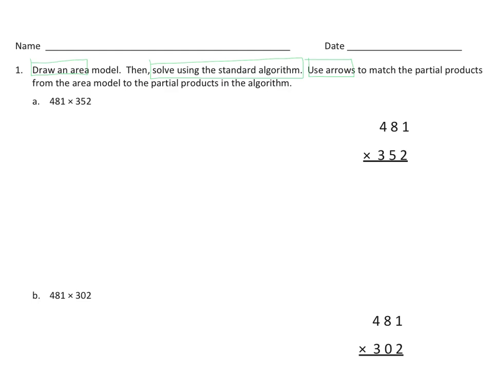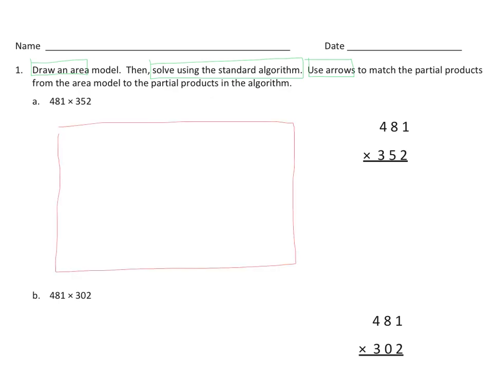A couple things to notice: when we do the standard algorithm, we can determine how many partial products we're going to have by looking at the bottom number. The bottom number has 3 digits, a 3, a 5, and a 2. They're all in different place values, so if there are 3 digits, there are going to be 3 partial products before we find the final product at the end. So just a heads up, we're going to have 3 partial products. Our model is going to be fairly big today.